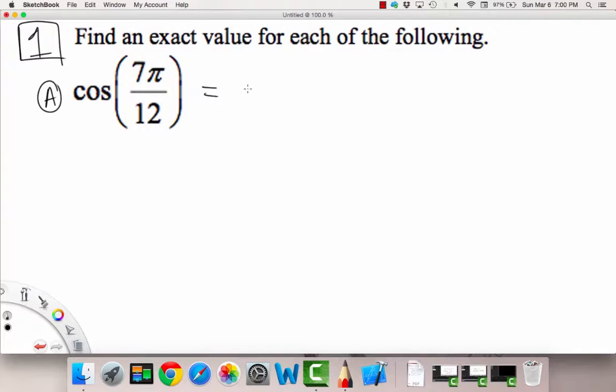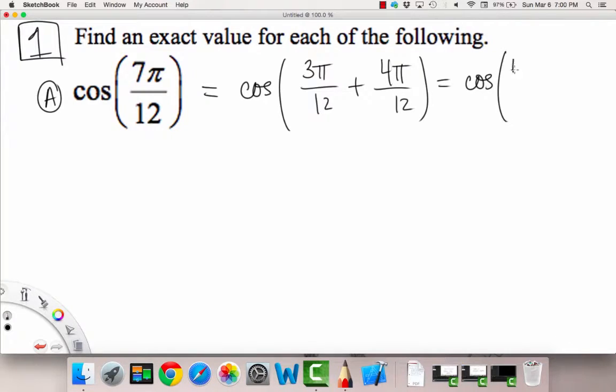So the thing is, we can actually just break this up into simple angles. The first thing I would recommend is saying, okay, what can we break up the top into, and just keep the denominator the same for now. So we could break this up into 3 pi over 12 plus 4 pi over 12, and these are easily reducible, so we'll get cosine of pi over 4 plus pi over 3, which are definitely angles that we're familiar with at this point.